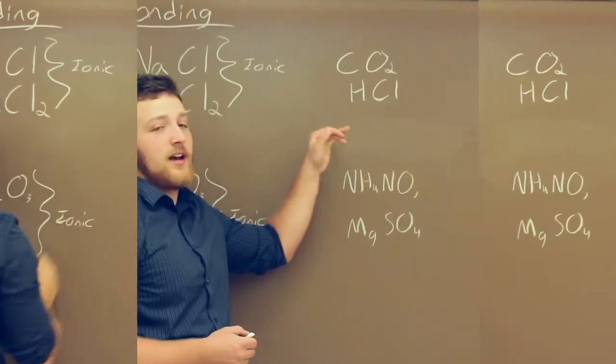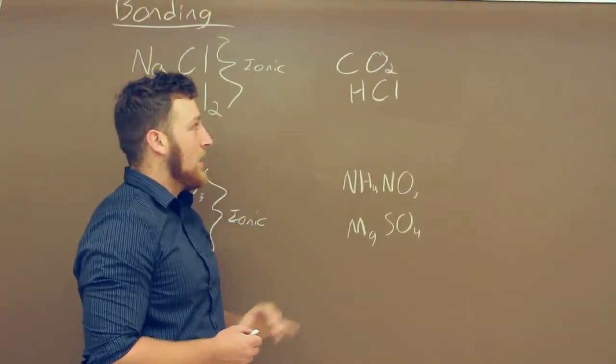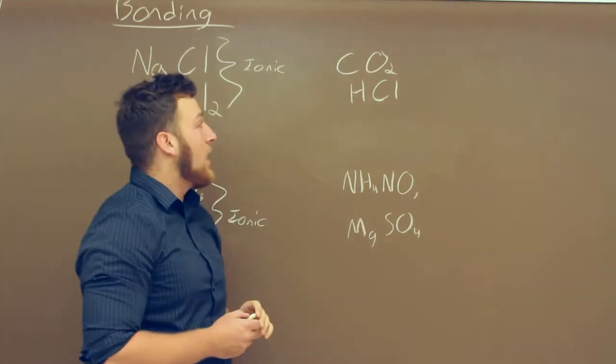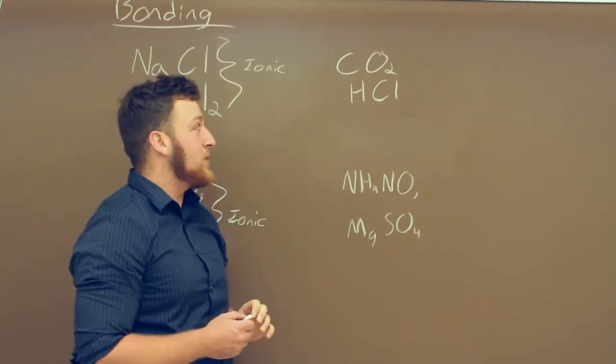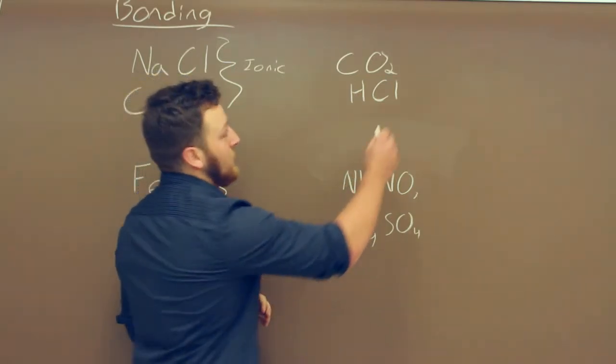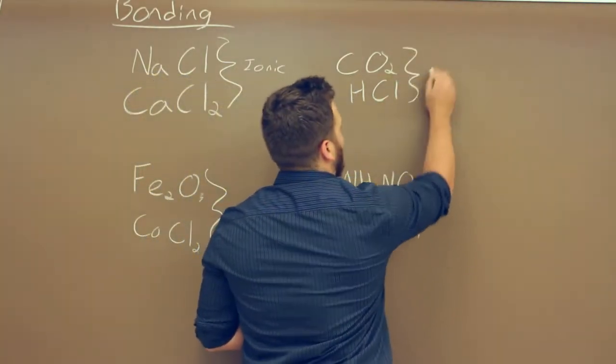We have carbon dioxide and hydrogen monochloride. We can see that both elements are to the right of the staircase, making them both nonmetals, and when we see that, we know that there's going to be more of a sharing of electrons, making these two covalent bonds.